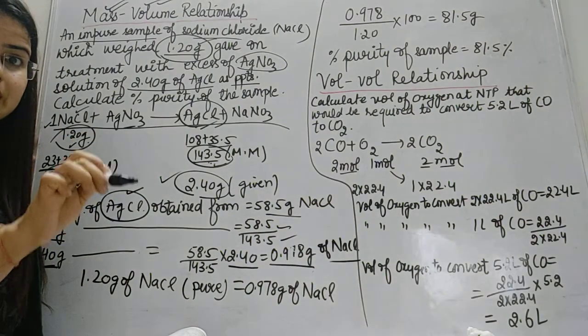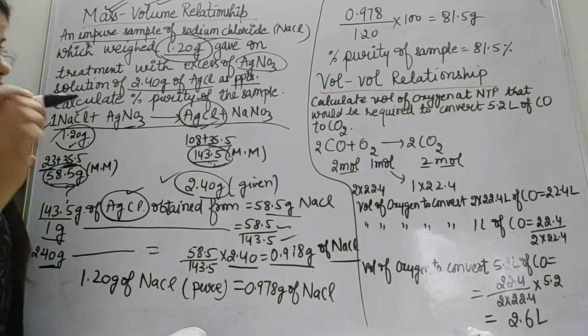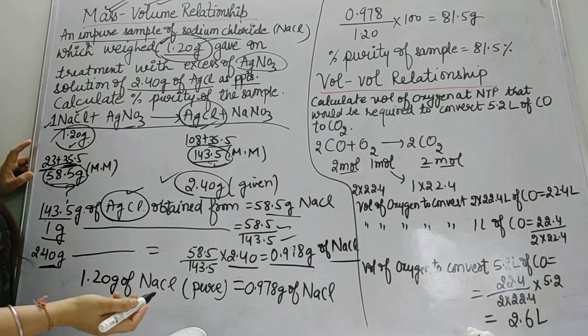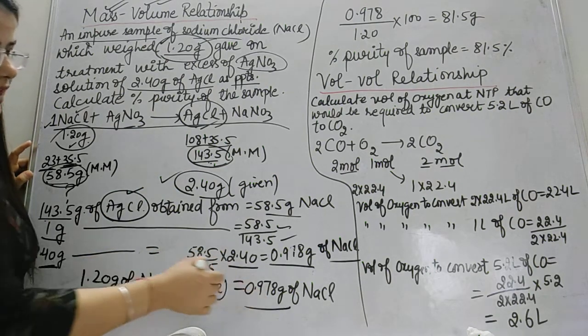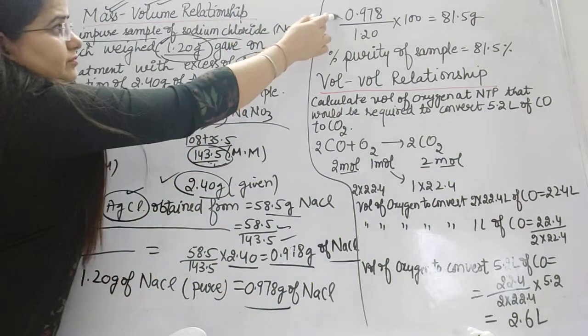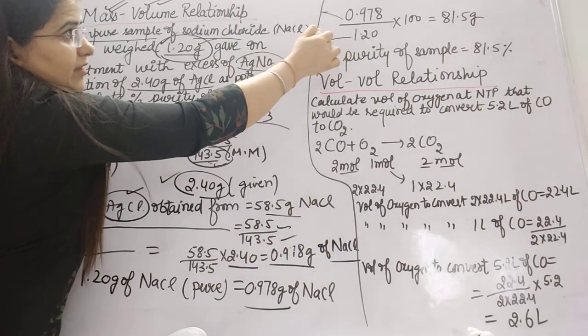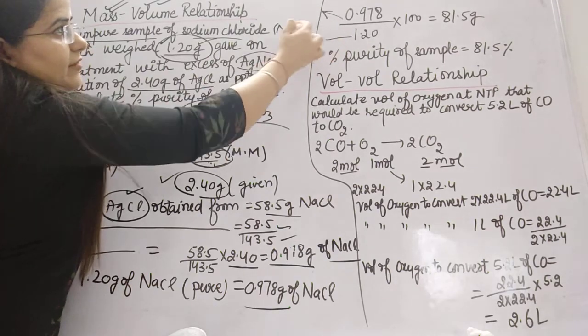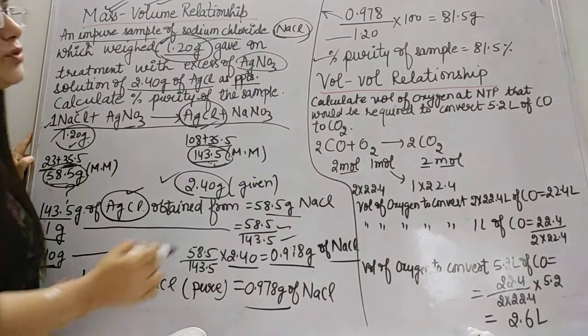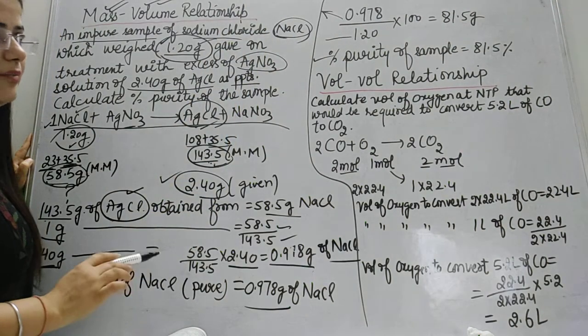But you need to tell the percentage purity. So you know the total sample's weight given is 1.20 gram, and the weight of NaCl is 0.978 gram. You just write the calculated weight of NaCl over the total weight, multiplied by 100, and you will get the percentage purity of the sample, 81.5%.